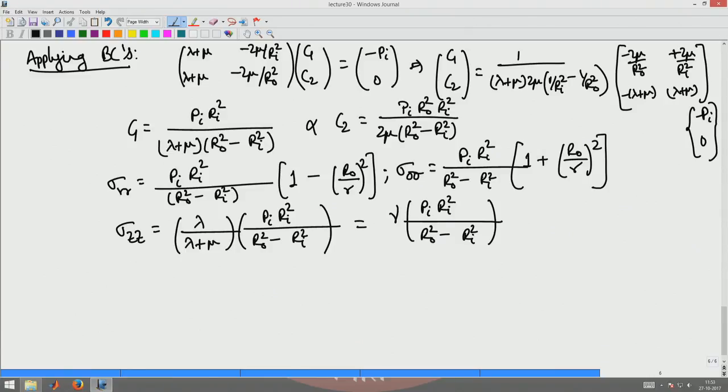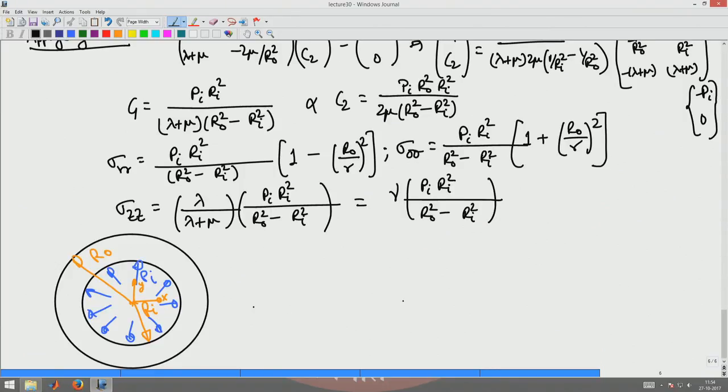Okay. Now, let us plot the variation of sigma RR and sigma theta theta and sigma ZZ along the thickness of the cylinder, okay. Now, first let us plot the variation of sigma RR across the thickness of this cylinder, okay. You know that at the inner surface when R equal to Ri, sigma RR is minus Pi, so this is minus Pi, and at the outer surface when small r equal to R naught, this becomes 0. So, it varies from minus Pi to 0 like this, it is 1 by R square. So, it will be a hyperbolic kind of a variation there, okay. This is sigma RR variation.